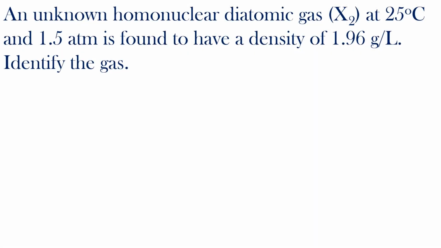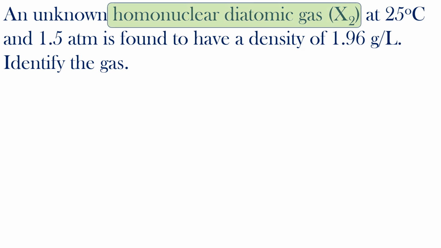An unknown homonuclear diatomic gas, X2, at 25 degrees Celsius and 1.5 atmospheres is found to have a density of 1.96 grams per liter. Identify the gas. First, homonuclear diatomic means that there are two atoms of the same element that make up the diatomic gas. Since the density is provided, I can use the molar mass equation for this gas.